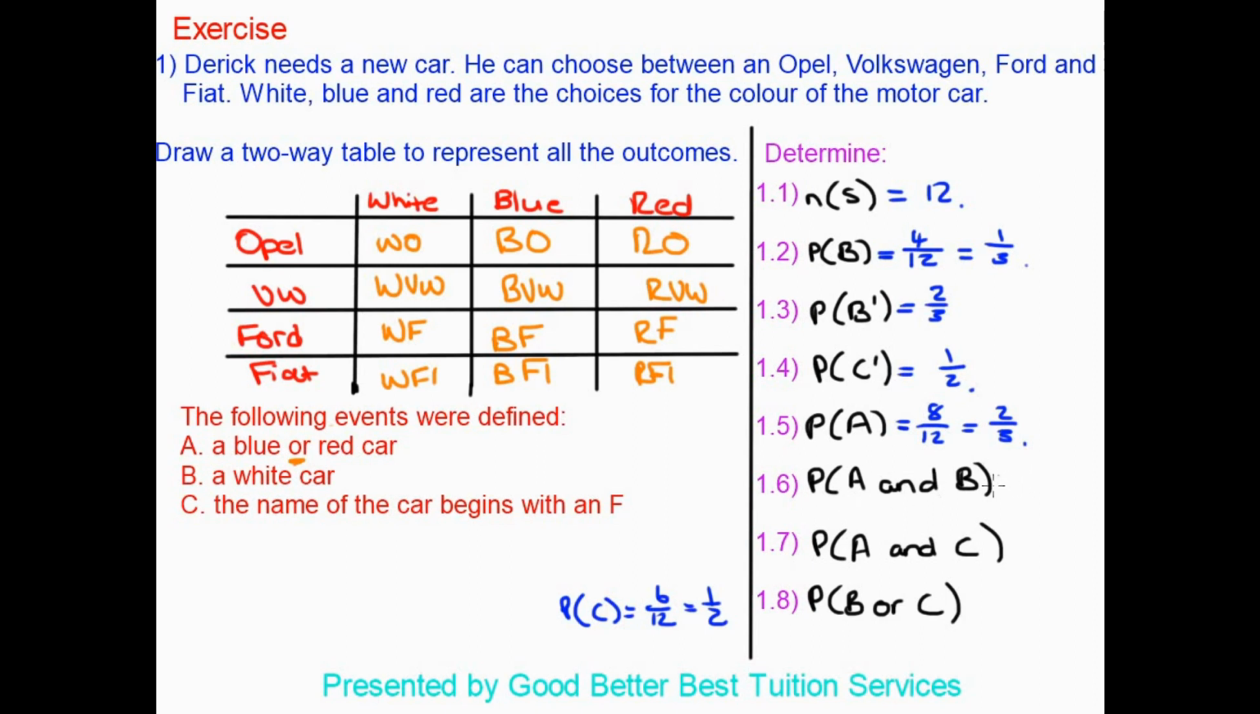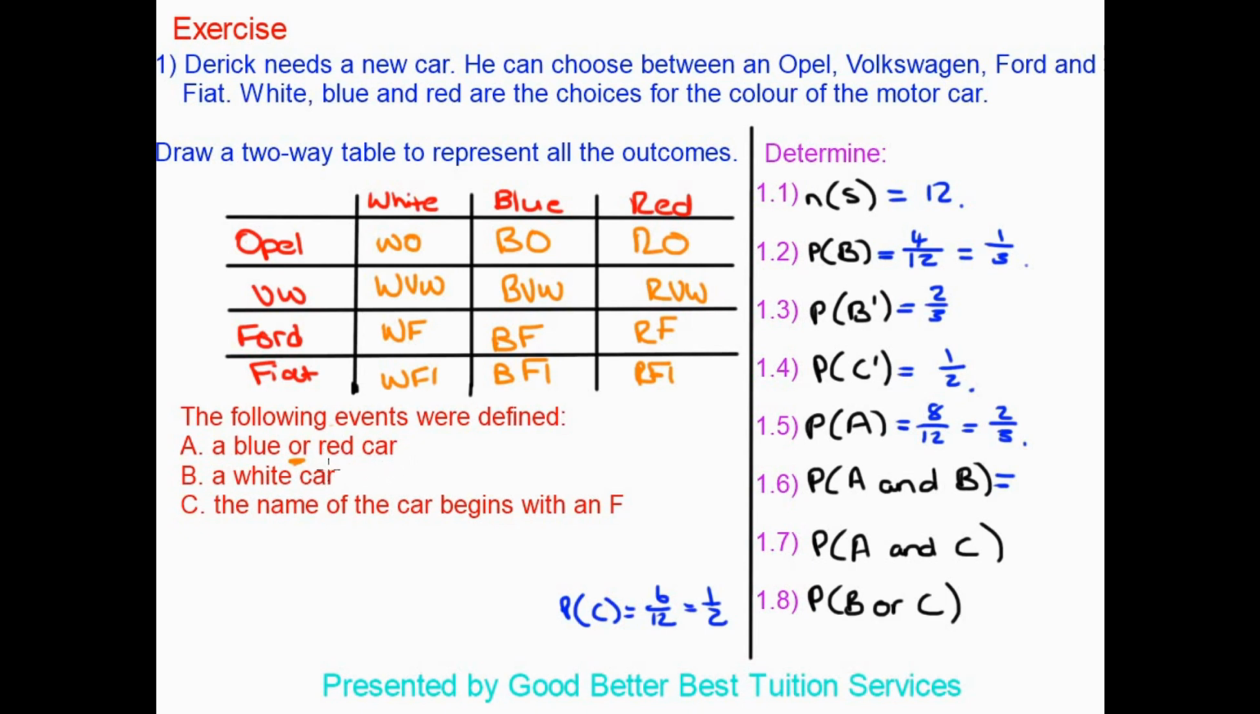So firstly, remember when it comes to the "and," we're going to do it by inspection. So probability of A and B. Let's look at event A and event B. Event A is a blue or red car. Event B is a white car. Remember, we have to determine whether these are mutually exclusive or not before finding out what the probability actually is. And if it is mutually exclusive, it's equal to 0.